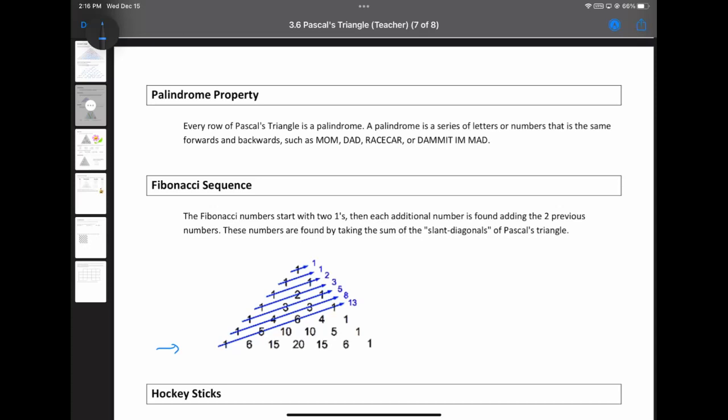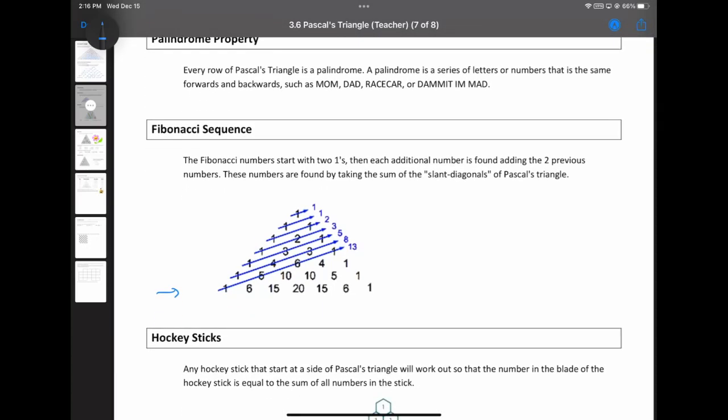Okay, that's palindromes. The Fibonacci sequence is another interesting pattern that shows up in Pascal's triangle. For those of you who aren't familiar with the Fibonacci sequence, the idea is you start off with the pattern 1, 1, and then every number after that in the sequence is going to equal the sum of the two numbers before it. So the next number will be 1 plus 1 is 2. The one after that will be 1 plus 2 is 3. 2 plus 3 is 5. 3 plus 5 is 8. 5 plus 8 is 13. 13 plus 8 is 21, etc.